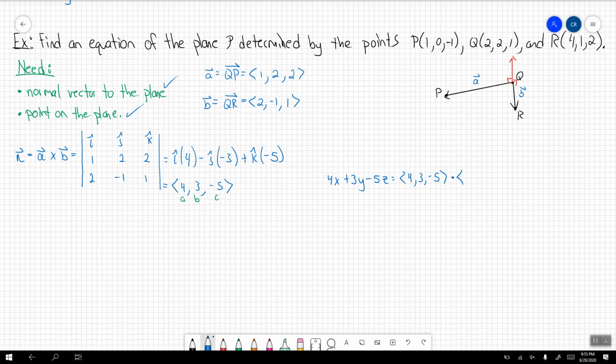that's 4, 3, negative 5, dot the point on the plane in vector form. Now, because we have our choice of P, Q, and R, you're more than welcome to choose any one of those points. Simply because we centered our vertex for these two vectors at point Q doesn't mean that we have to use point Q as our point on the plane. We could choose point P or R. If you're not sure you believe me, let's go with the point R. So I'm going to choose point R in vector form. There we are.